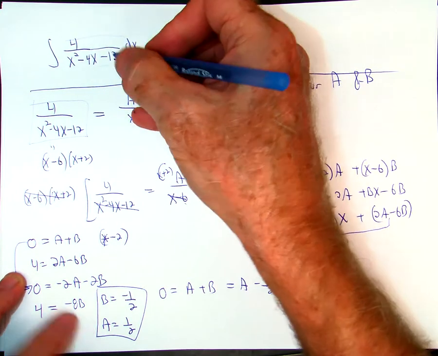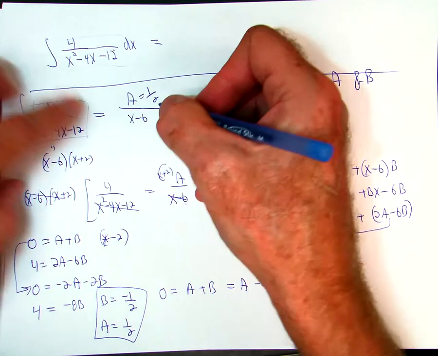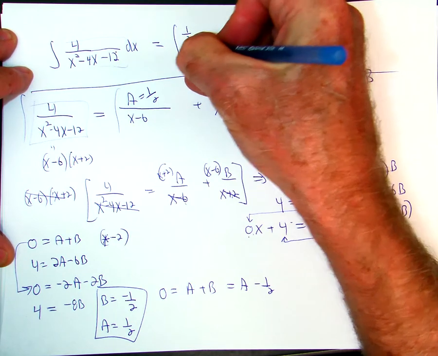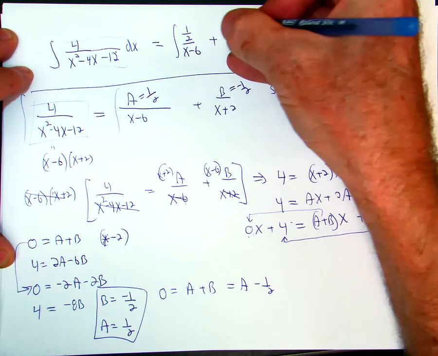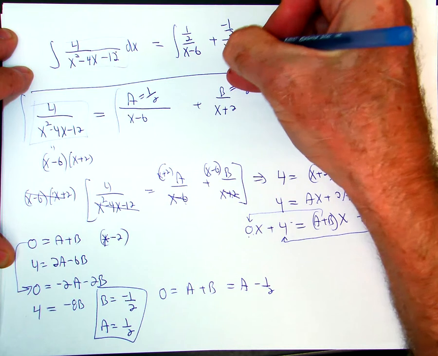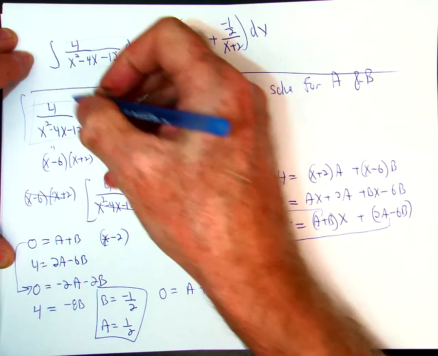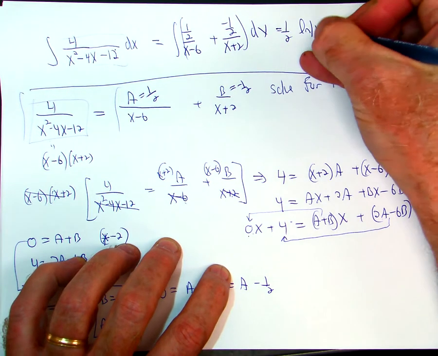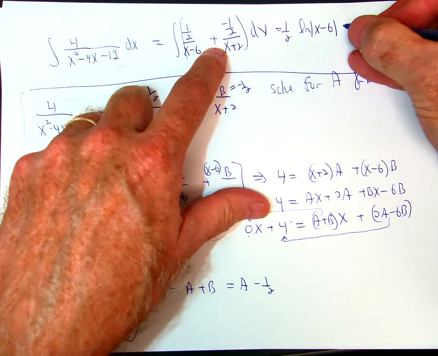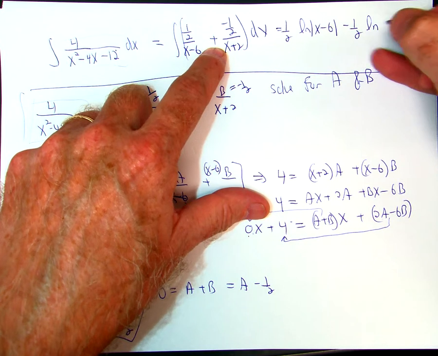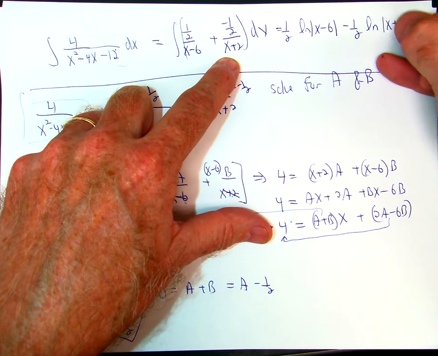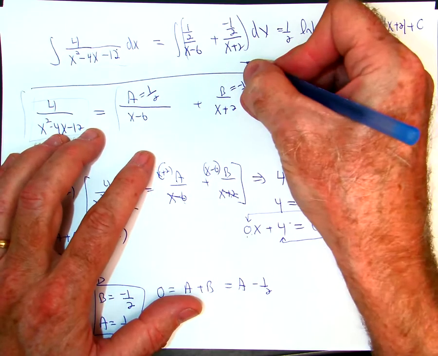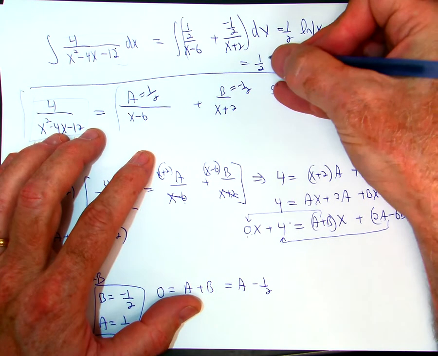I'm going to apply this. That means this integral is equal to this integral right here. Integral of 1/2 over x minus 6 plus minus 1/2 over x plus 2, just using this thing right here. That's going to be 1/2 natural log of x minus 6 minus 1/2 natural log of x plus 2 plus C. Now notice I can do this here. I'm doing this only because the book does it. The book can factor out a 1/2.